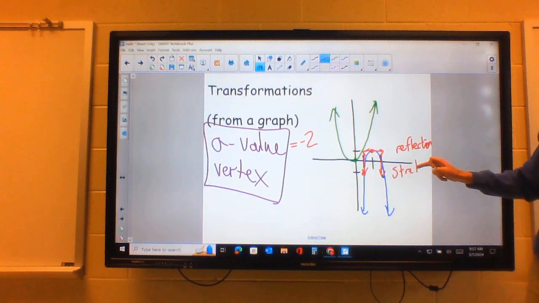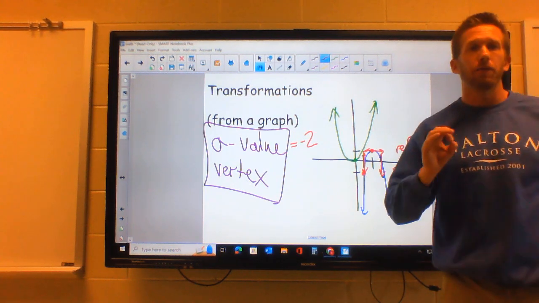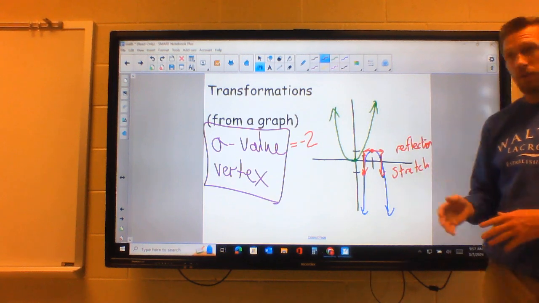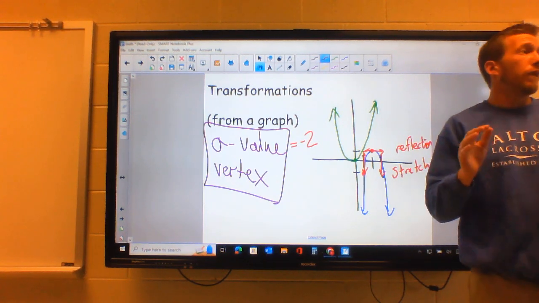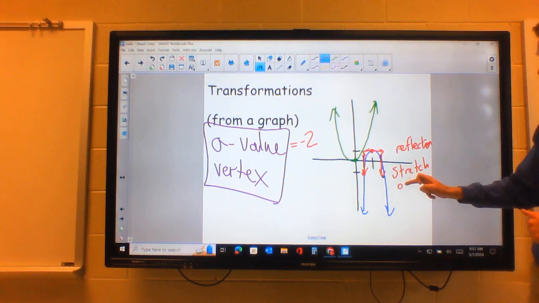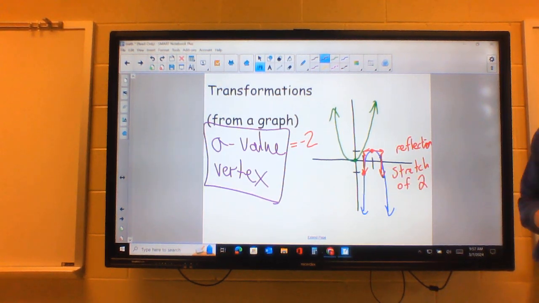And our stretches and shrinks are always the positive version of this number. The negative is taken into consideration by it being a reflection. It has nothing to do with how steep it has been stretched. Okay? So it's a stretch of that positive value of 2.